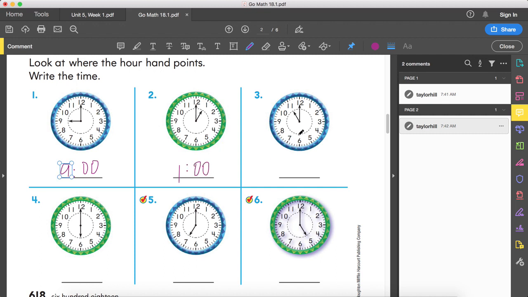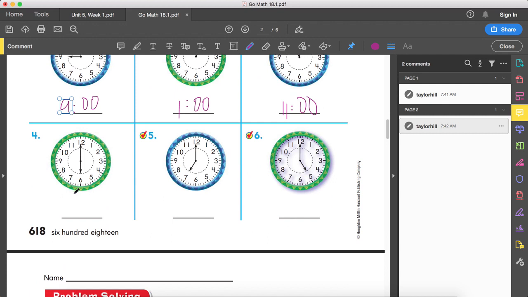Okay, number 3, the hour hand is pointing to the 11 and the minute hand is pointing to the 12, so that makes it 11 o'clock. Okay, number 4, the hour hand is pointing to the 6, the minute hand is pointing to the 12, so that makes it 6 o'clock.